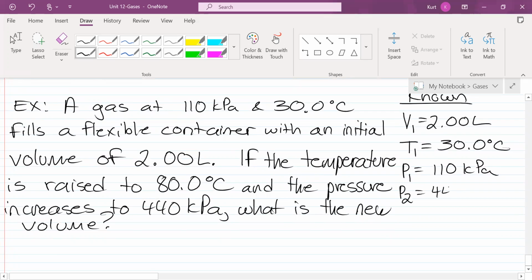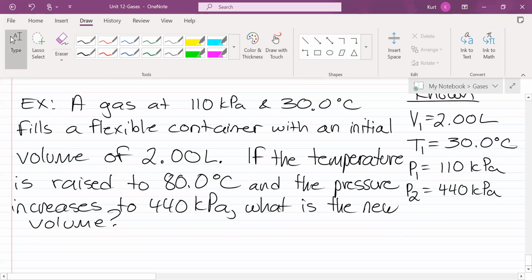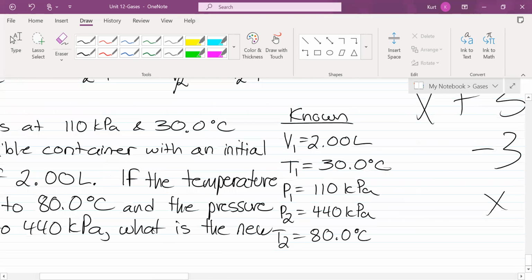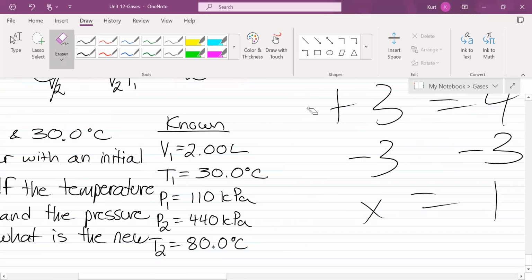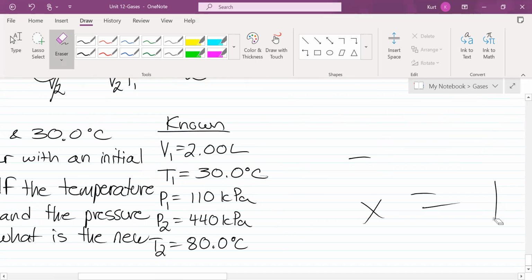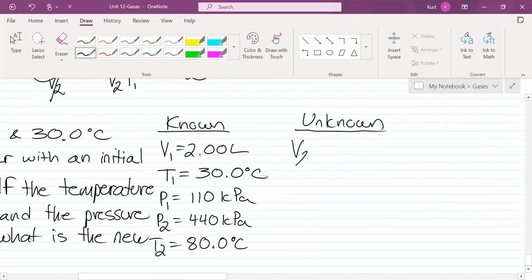P2 is 440 kilopascals. And let's go to Kayla. What is our fifth and final variable that we are provided here? 80.0 degrees Celsius. That is correct. So what variable were we not given here, Jade? Which one? V2. And what is the first volume measured in? So the second one will also be measured in liters.